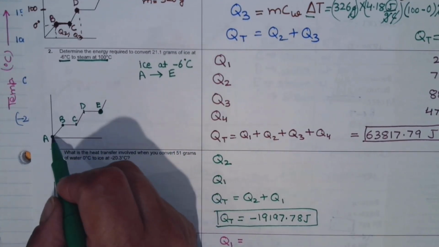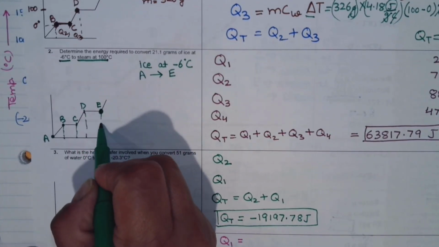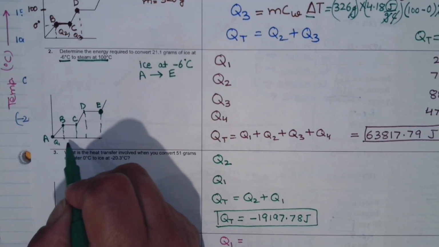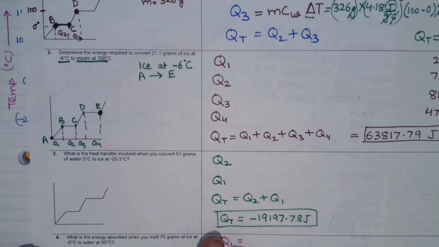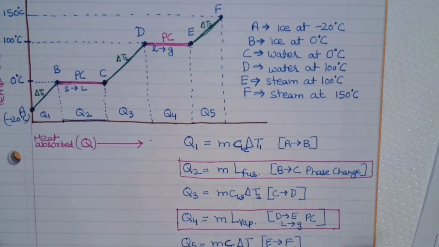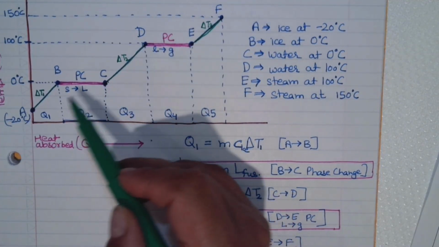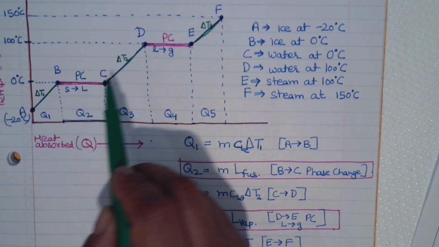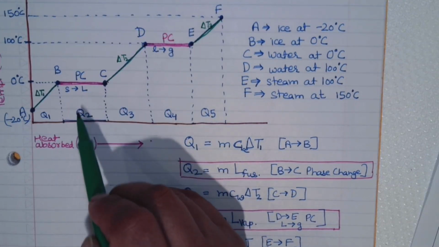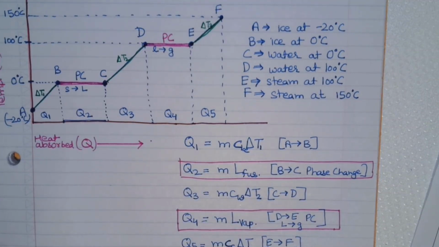Okay. So we are going to use Q1, Q2, Q3 and Q4. Remember, Q1 and Q3 are MCΔT because the temperature changes, right? Whereas Q2 and Q4 are phase changes, temperature does not change, so we have to use ML. Okay. So let's plug in the numbers.